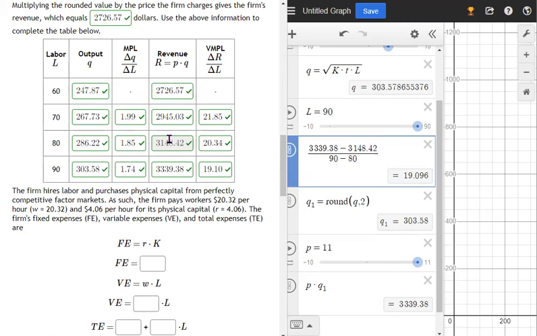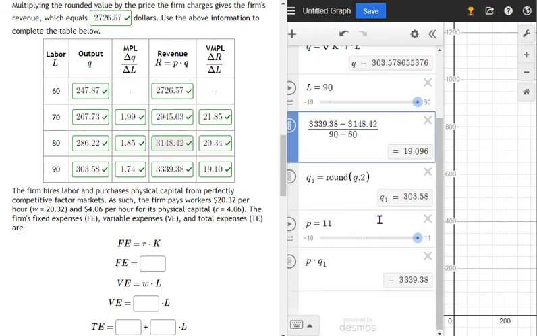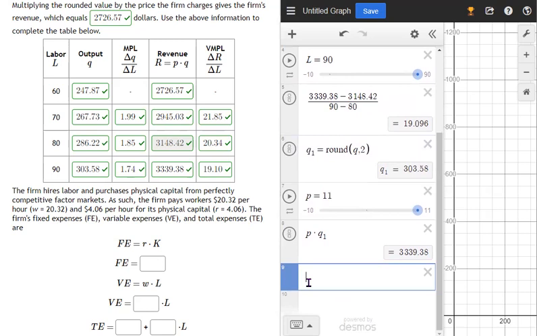The firm hires labor and purchases physical capital from perfectly competitive labor markets. As such, the firm pays workers $20.32 per hour. And $4.06 per hour is for its physical capital. The firm's fixed expenses, variable expenses, and total expenses is what? So down here on row 9 of my Desmos sheet, I'm going to calculate the fixed expenses. Remember, capital's fixed in the short run.